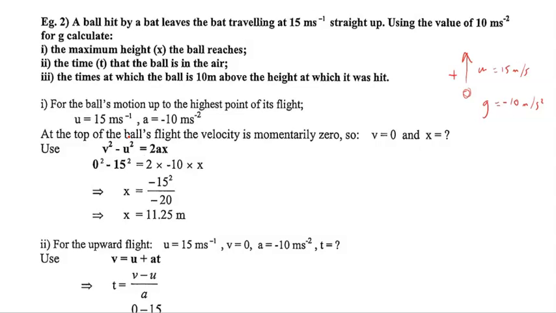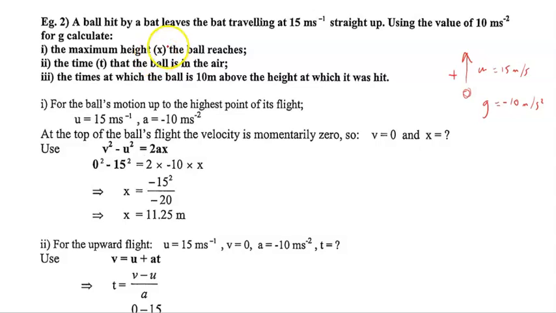At the top of the ball's flight, the velocity is momentarily, for an instant in time, going to be 0, and then it'll begin to fall back down again. As it goes up, its velocity will decrease, and then at some instant its velocity will be 0, and then it'll fall back down. So we set at this point v equals 0.